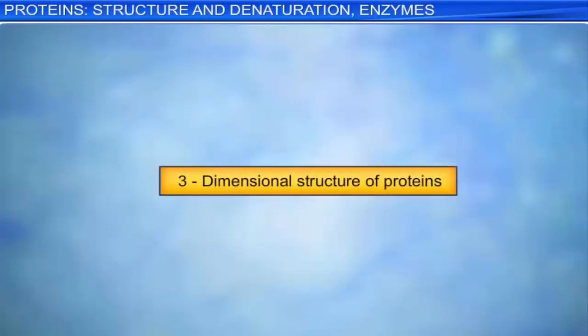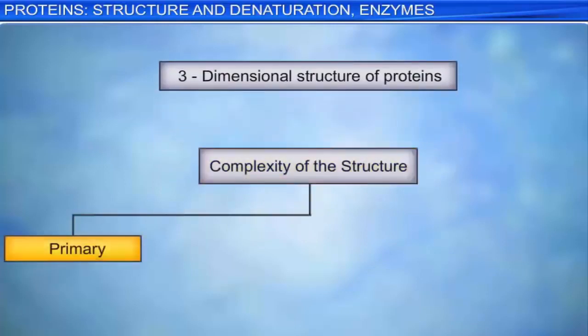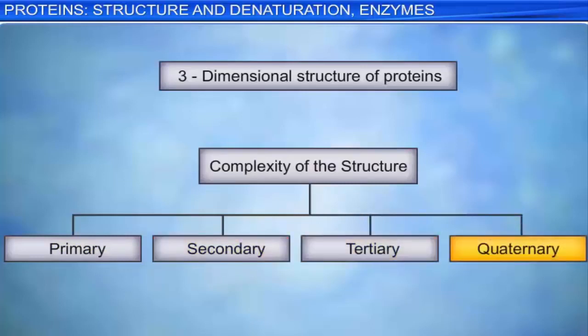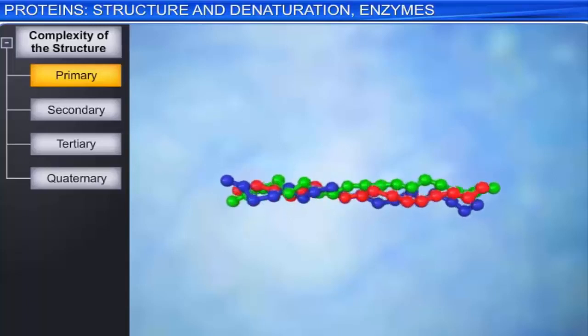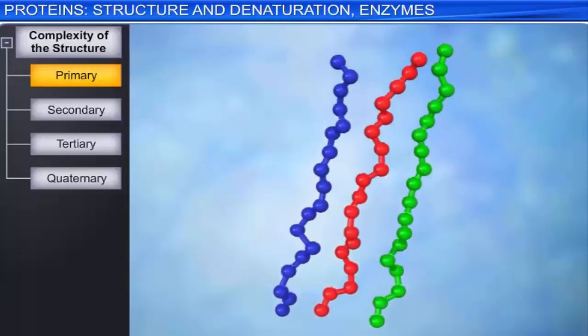Let us now discuss the three-dimensional structure of proteins. The structure of proteins is studied at 4 different levels, in the ascending order of their complexity, as primary, secondary, tertiary, and the quaternary structure. Let us first discuss the primary structure of proteins. The specific sequence of amino acids in the polypeptide chain reflects the primary structure of proteins.